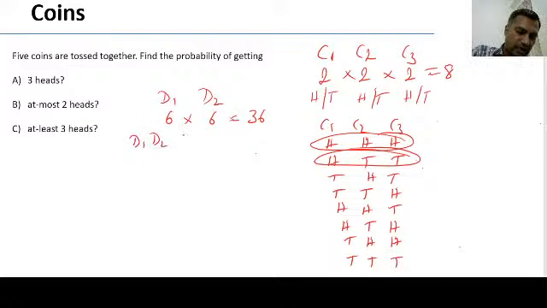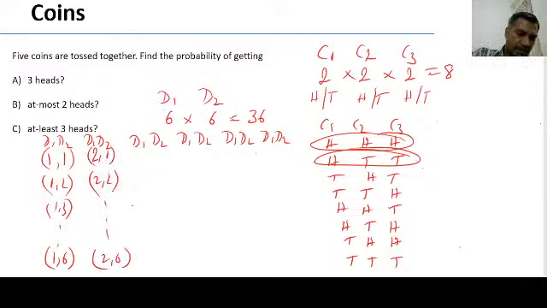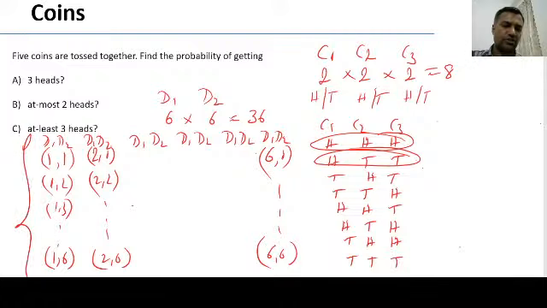How did you write it in school? You wrote something like this: D1, D2. All of us would have written it, otherwise you will not get marks. You would have written 1,1, then 1,2, 1,3, dot dot dot, 1,6. Then 2,1, 2,2, likewise dot dot dot, 2,6. Finally you went on to write 6,1, likewise 6,6. So what is this grid trying to tell you? 6 rows and 6 columns, 36. It's telling about the same number, 36, right?